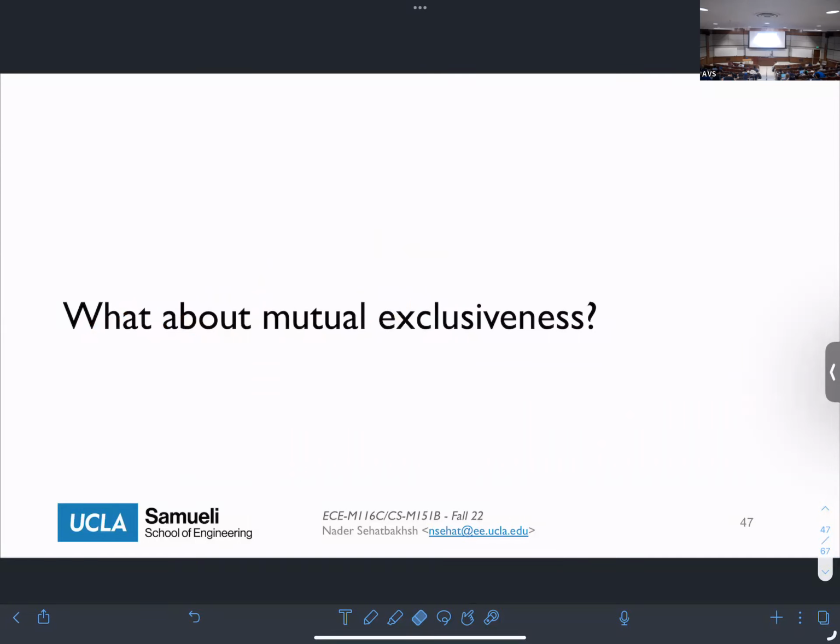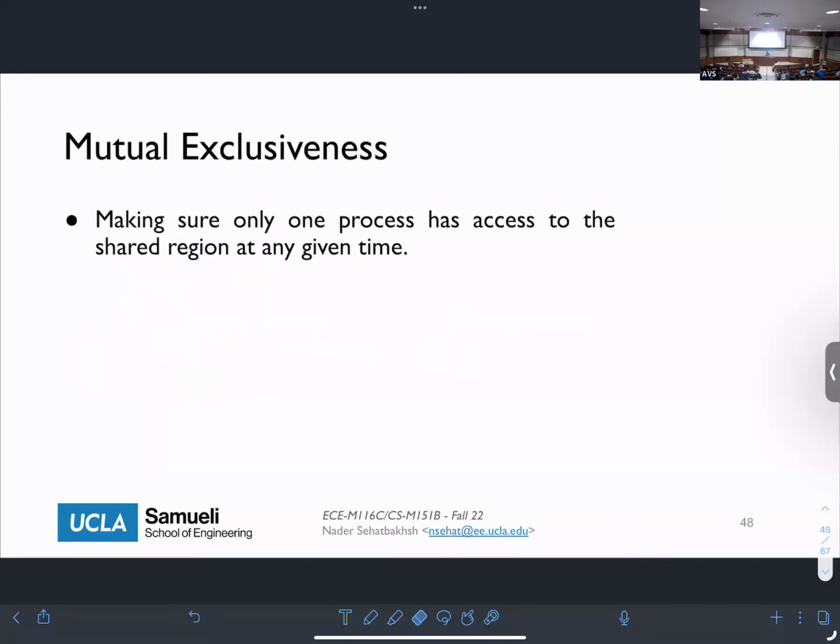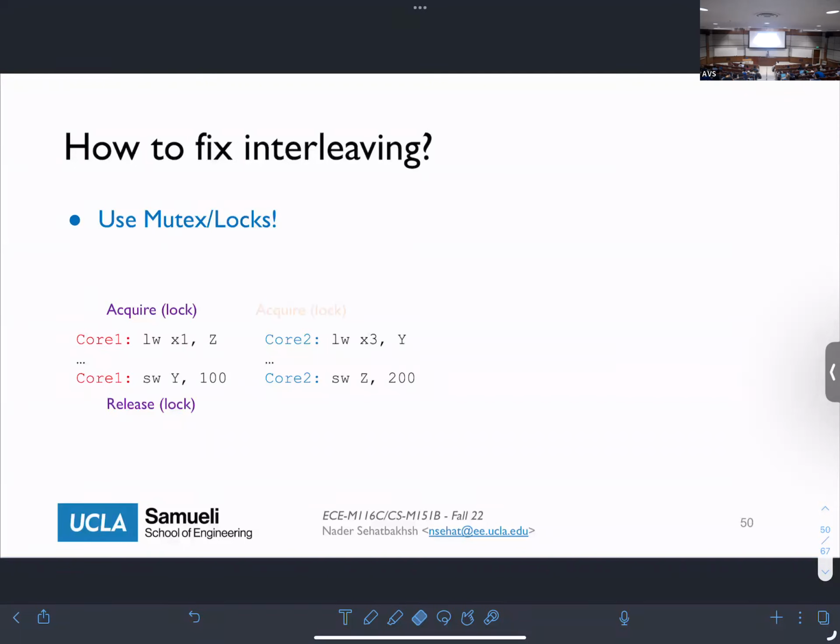All right. So if you remember, I told you that another option is what we call mutual exclusiveness. What we mean by mutual exclusiveness is we can design a system such that we can make sure that only one process has access to one specific region at any given time. Basically, each region of the memory or each region of the code is exclusively executed by one core and not the others. So we won't have race conditions in that sense. So how do we do that? We usually use what we call a mutex or locks.